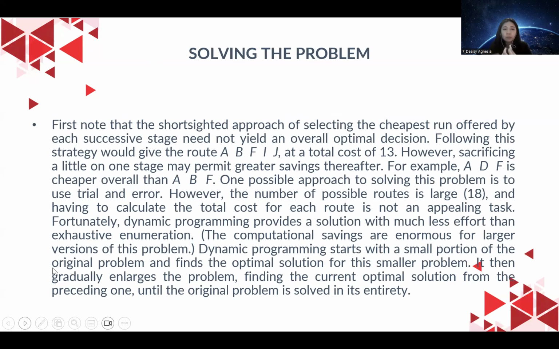A short-sighted approach would be to choose the cheapest run at each stage without considering the overall cost. For example, if we choose the route A, B, F, I to J, it would cost 13. However, this approach may not yield the optimal solution. Sometimes sacrificing a little at one stage can lead to greater savings later. For instance, A to D to F is cheaper overall than A, B, F.